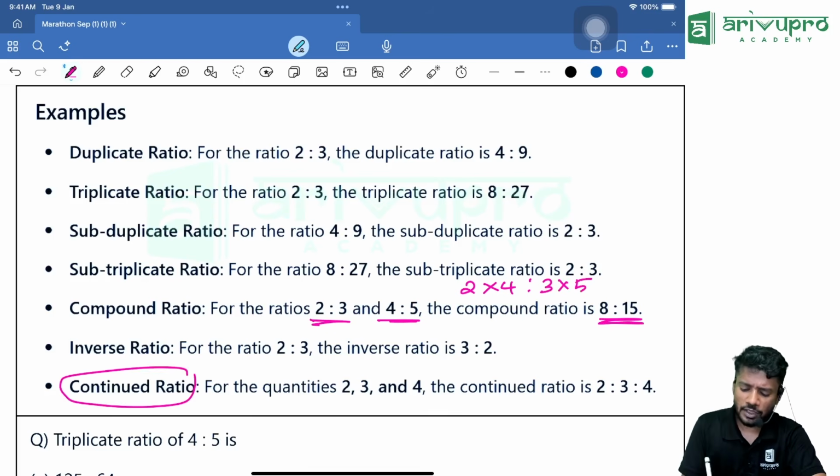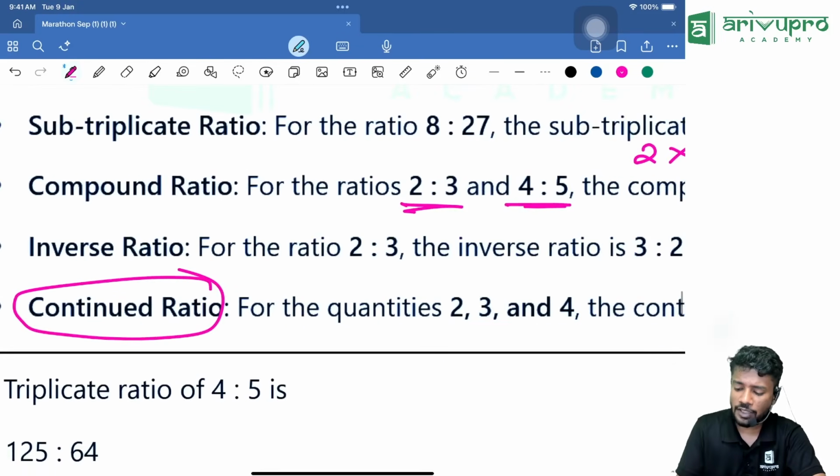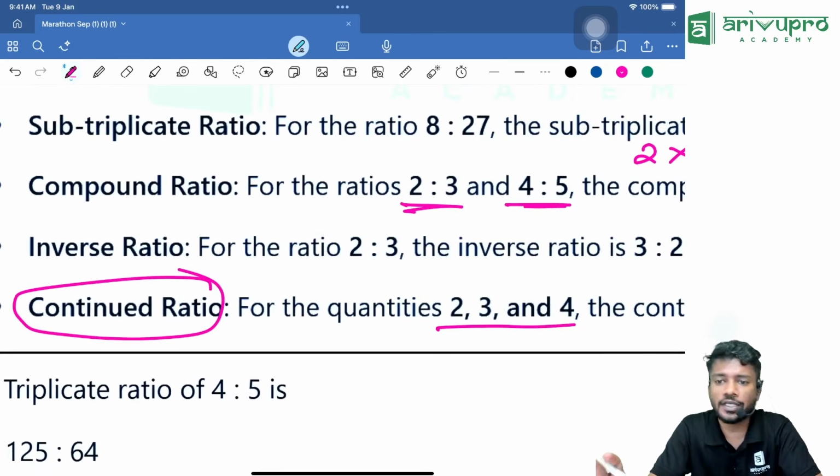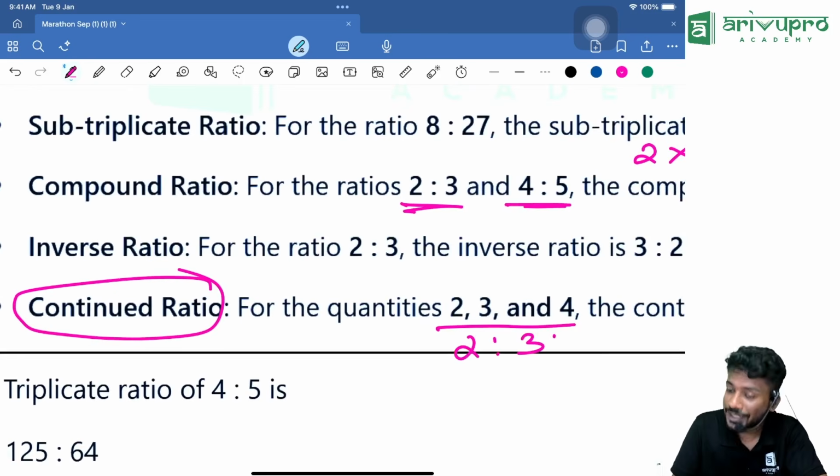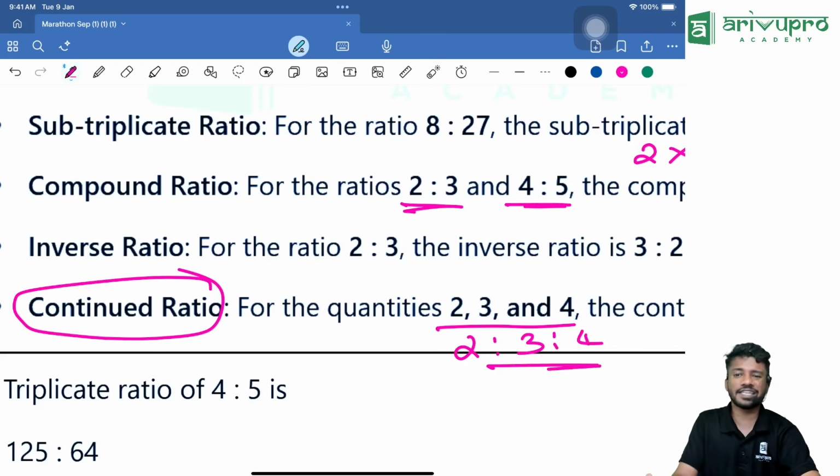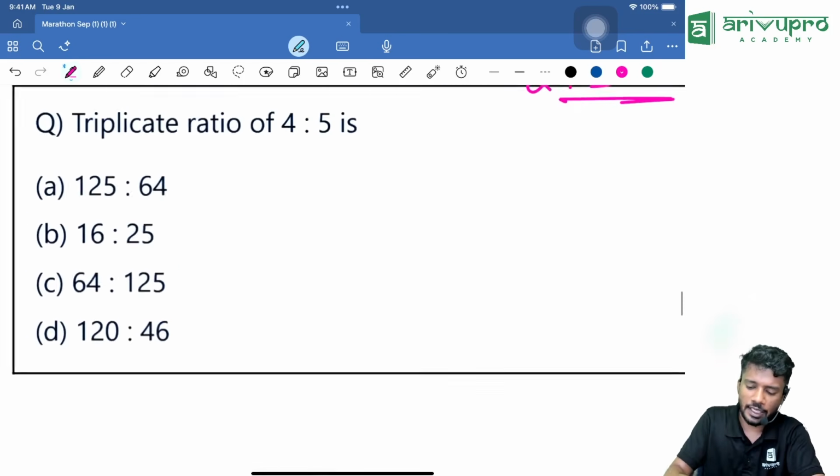Then continued ratio means what? They are giving three numbers. How will you write the continued ratio of 2 is to 3 and 3 is to 4? You will write it as 2 is to 3 is to 4. Sometimes they will give the numbers. I told you, right? All basic questions are there. We do not know the concept, because of that we are not writing it. Now, get me the answer.